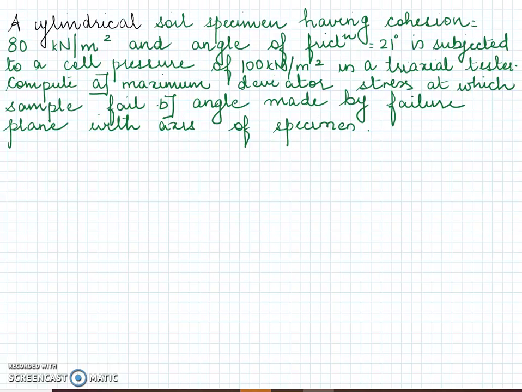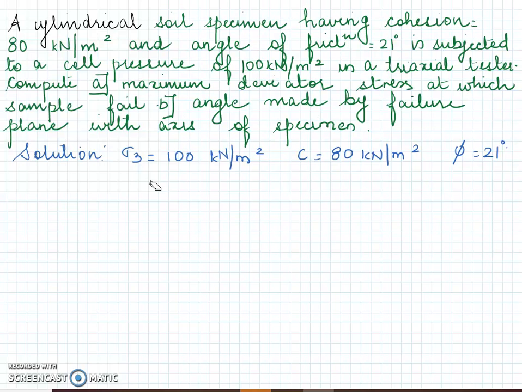So first let's jot down what is given to us. Sigma 3 is equal to 100 kilonewtons, C is equal to 80 and phi is equal to 21. What is asked? Maximum deviator stress and alpha f, the angle made by the failure plane with the axis of the specimen. If phi is given, how difficult is it to find alpha f? Correct? So my alpha f will be equal to 45 plus phi by 2. So you add phi equal to 21, you get the value as 55.5 degrees. Simple.